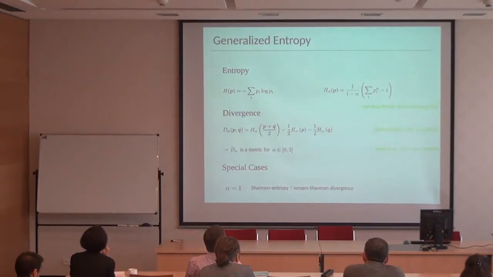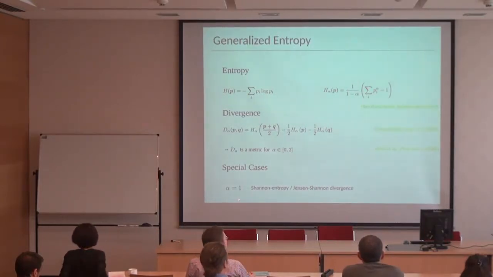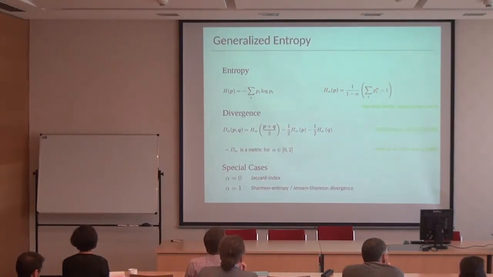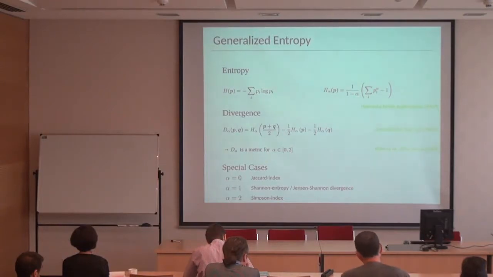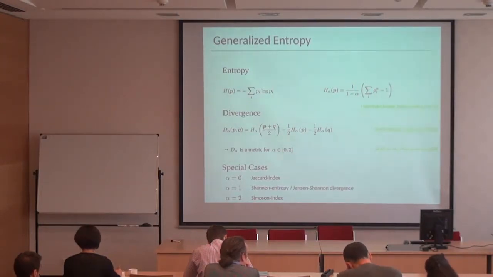I forgot to mention, which is another conceptual advantage, that this generalized divergence gives us a generalization of many heuristically proposed measures. Of course, plugging in alpha equals 1, we recover the usual Shannon entropy or Jensen-Shannon divergence. But looking at alpha equals 0, we recover a measure that people propose as the Jaccard distance or Jaccard index. If we plug in alpha equals 2, this is something people know as the Simpson index. So having a generalized measure, we can see that plugging in different values generalizes different ad hoc proposed notions.